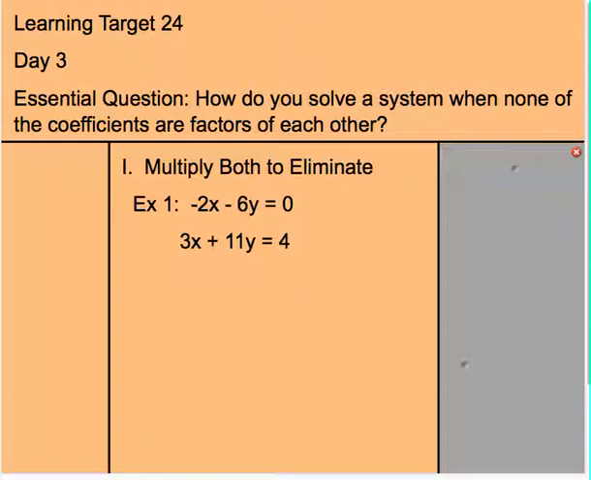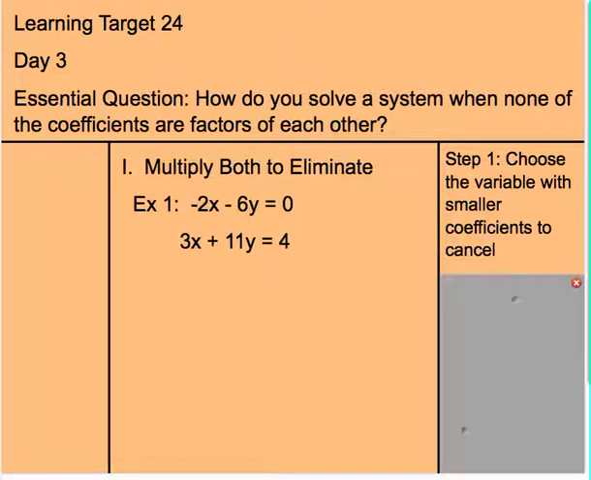So we will have to find a number for one of the variables that we can use for both of them to cancel. So what you might want to do is start with a variable that has smaller coefficients. In this case, our x's have coefficients of -2 and 3, and our y's have coefficients of -6 and 11. Well, 2 and 3 are smaller than 6 and 11, so I'm going to choose to eliminate x.